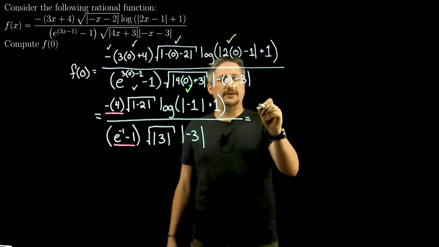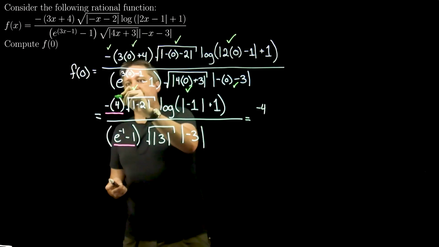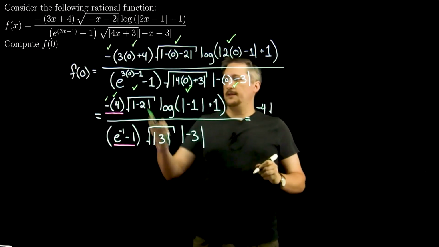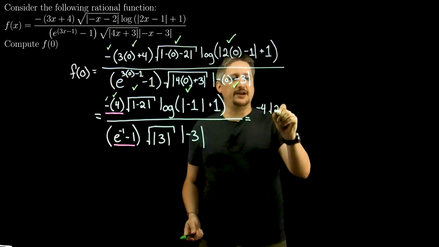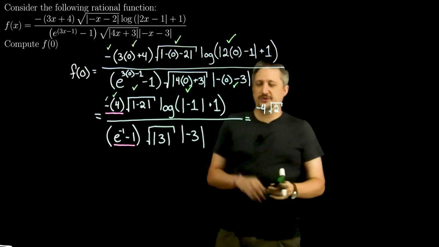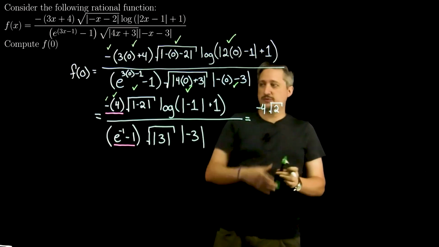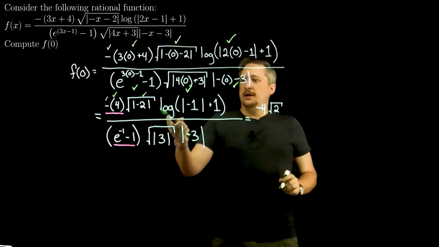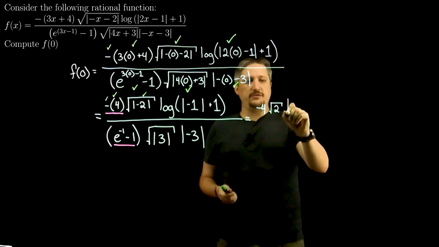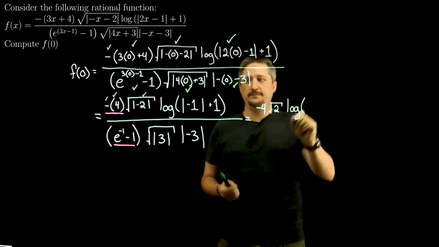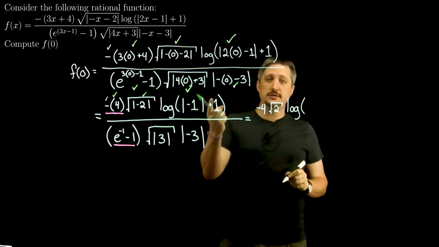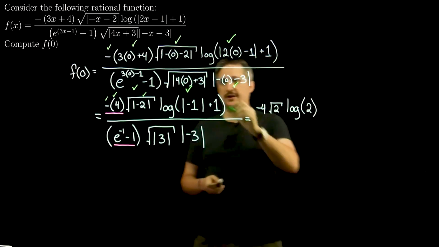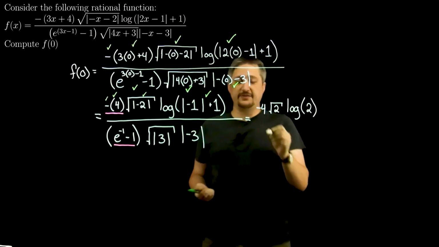Okay, so I have in the top a negative 4. That gets rid of these. And I have square root of, here absolute value of negative 2 is 2, and then I have the square root around it. So that got rid of that base. Then I have times log of, absolute value of negative 1 is 1, plus 1 is 2. So I have log of 2. So that got rid of this piece. And that's the last of the top.